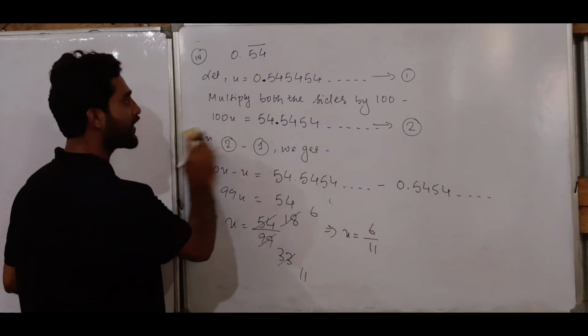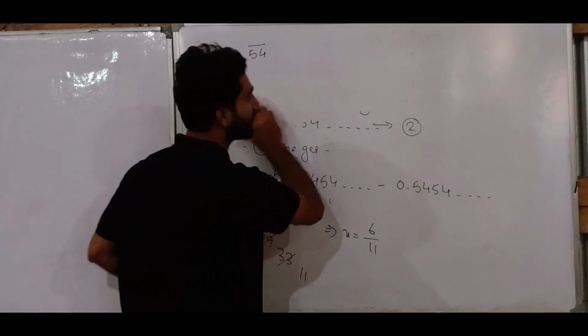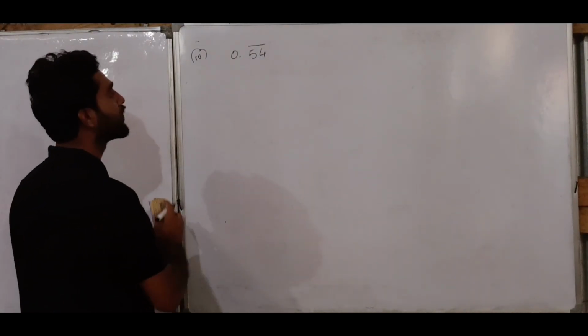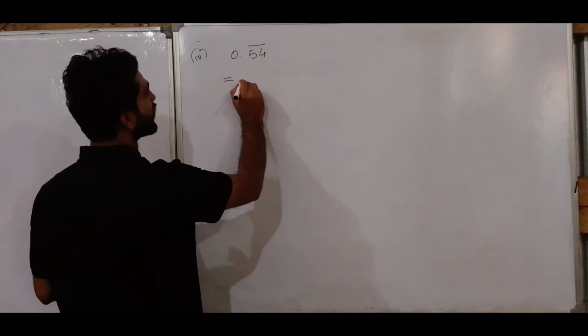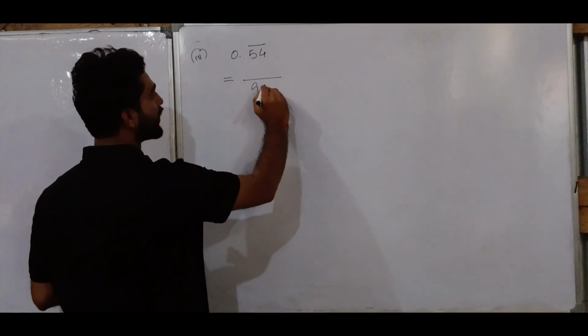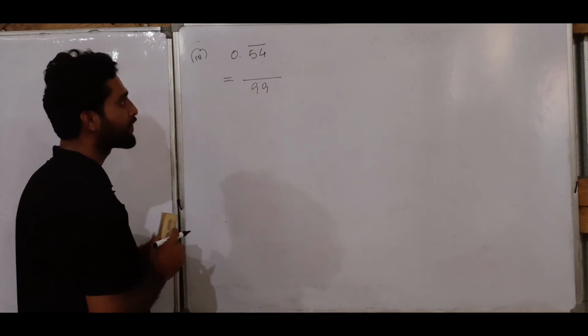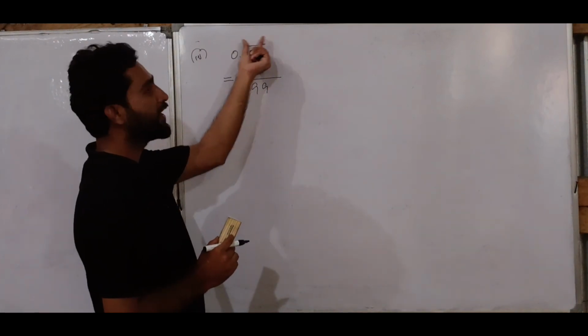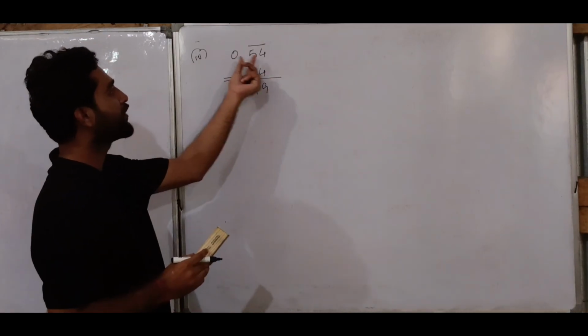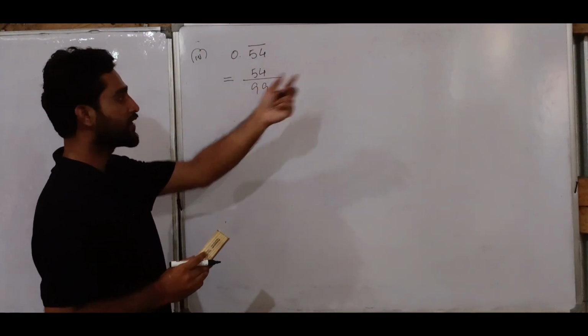Now this is the long method. Again, this question can also be solved with the help of the shortcut method. You see above how many digits have a bar? 2 digits. So in the denominator, 2 nines will come. Now you see both the digits contain a bar. There is no digit which does not contain a bar, so no need to do subtraction.